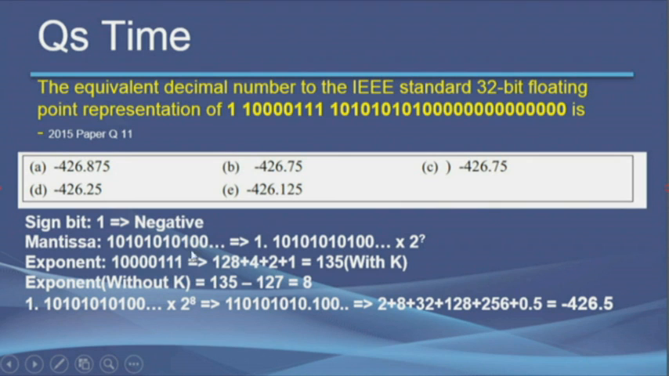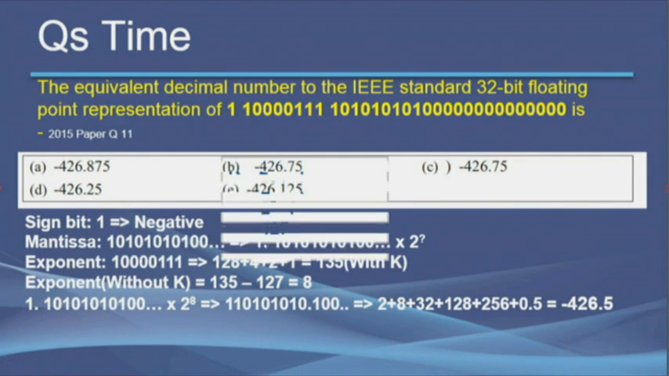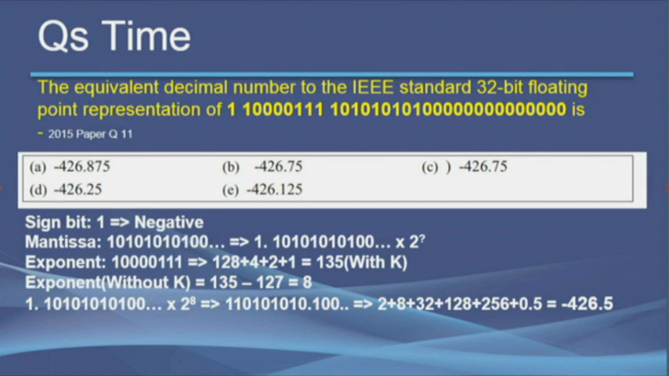Then you can calculate the exponent here, and it gives you 135 with excess K. Then you have to subtract that 127, which is excess K, from here, which will give you 8. So actually the power should be 8. Now we come up with the power 2 to the power 8. Now we get the actual binary here. We shifted the radix point 8 times to the right. So now let's take the answer.